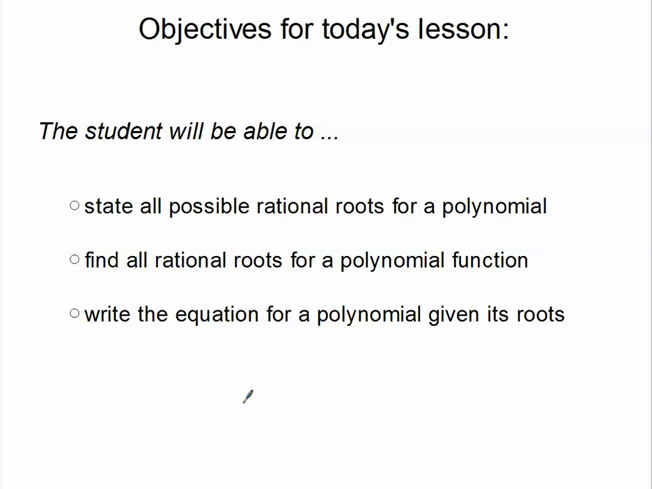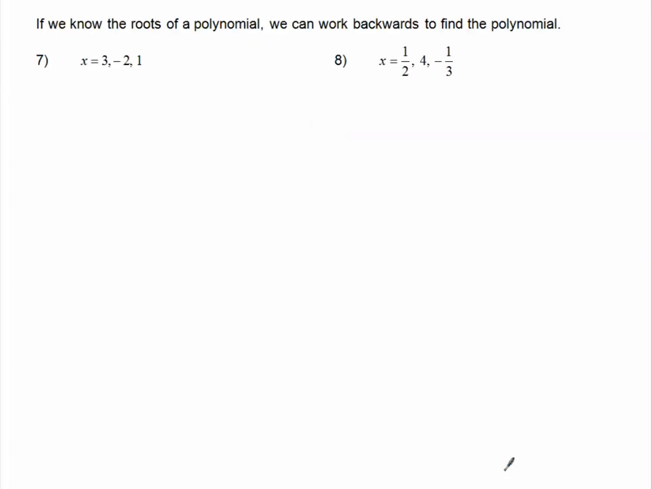In our final tutorial, we will write the equation for a polynomial given its roots. So let's flip over to our final two examples, 7 and 8. This is where we're going to work backwards. I'm giving you the answers. There are three answers, three roots, three solutions. I would like for you to tell me what the polynomial function must have been.